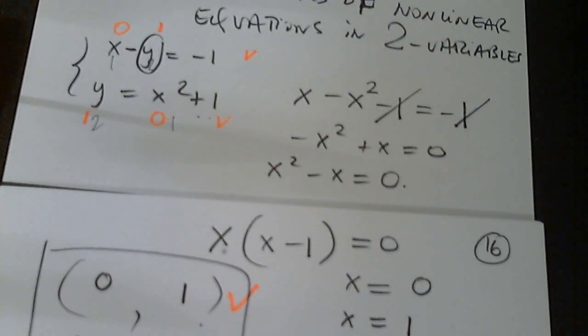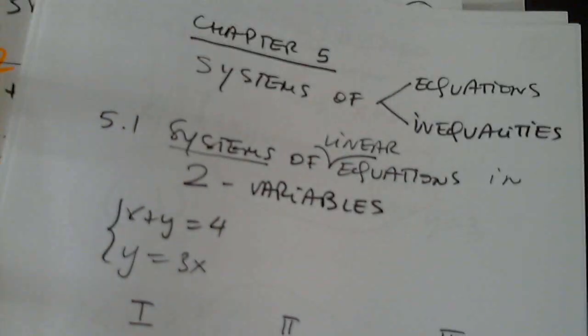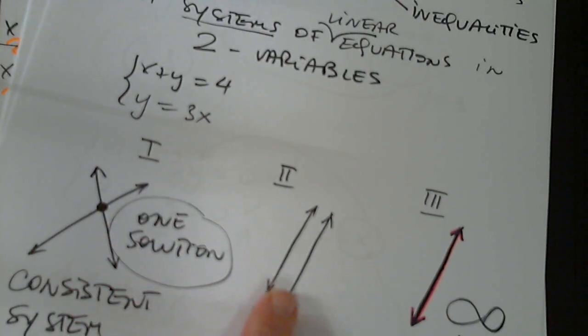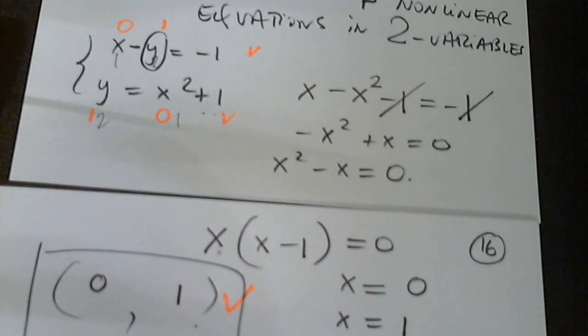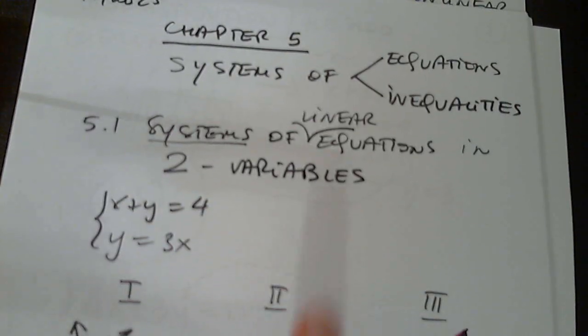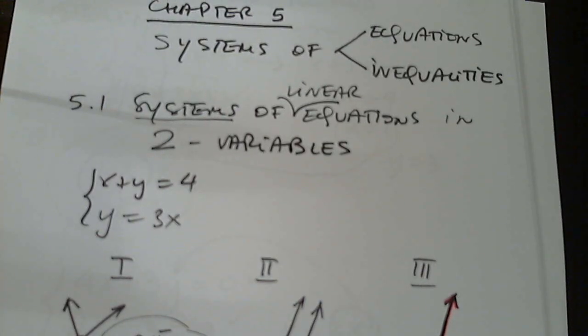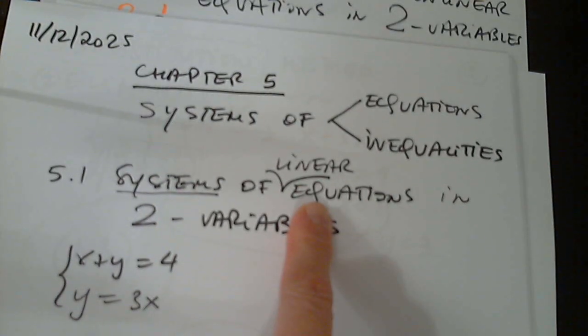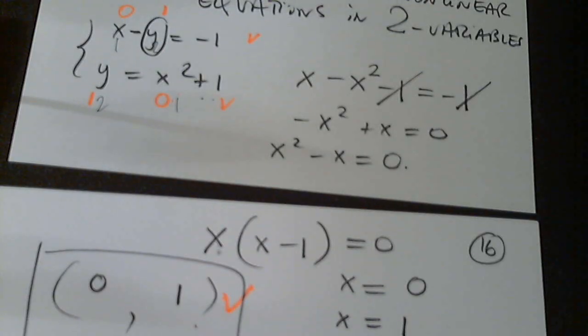This is the main difference between linear with two variables and nonlinear with two variables. This could have never happened in linear. It's not possible. It's either one, none, or infinite. But for nonlinear, anything can happen.